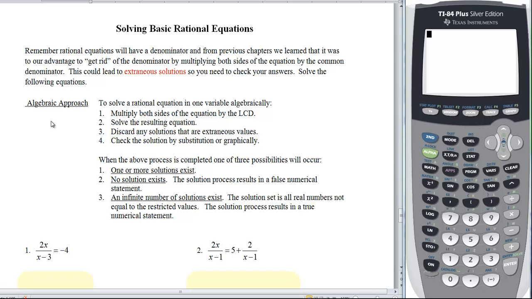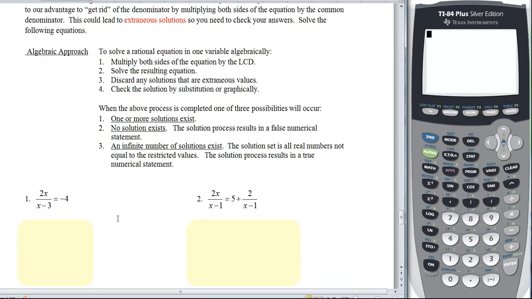Now when we do this process, three things could occur. One or more solutions could exist; no solution exists, and the solution process results in a false numerical statement; or an infinite number of solutions exist, and the solution set is all real numbers not equal to the restricted values, and the solution process results in a true numerical statement. So I've got some examples, so we'll look at these.